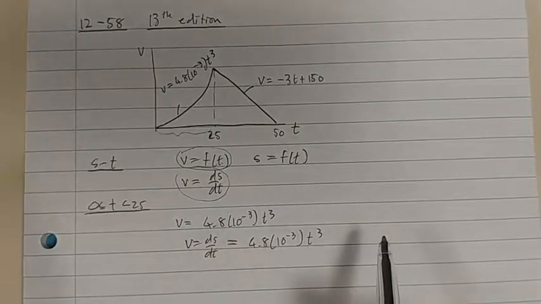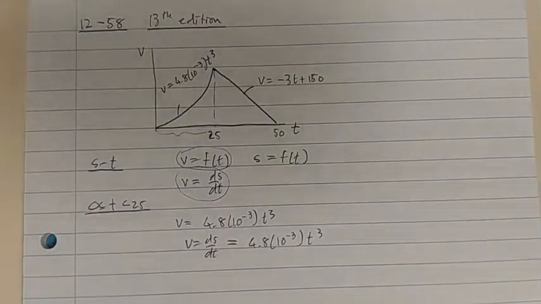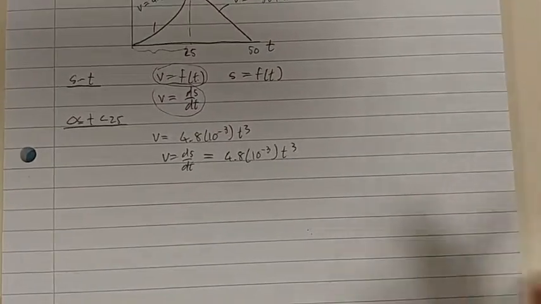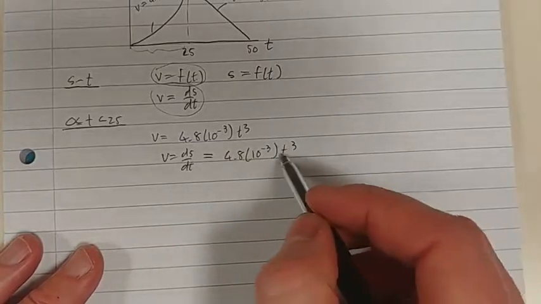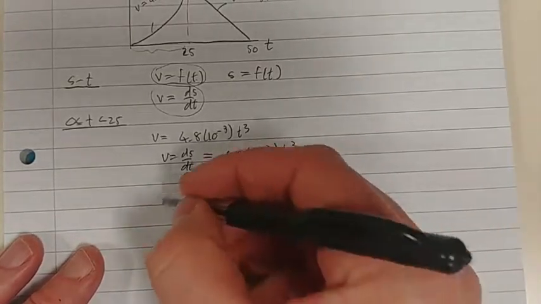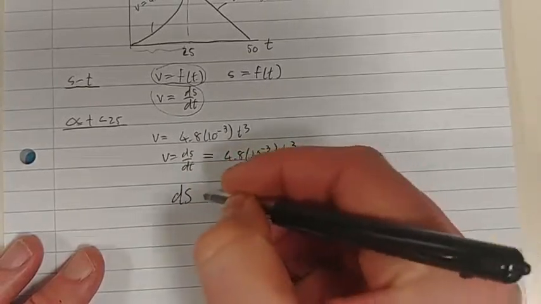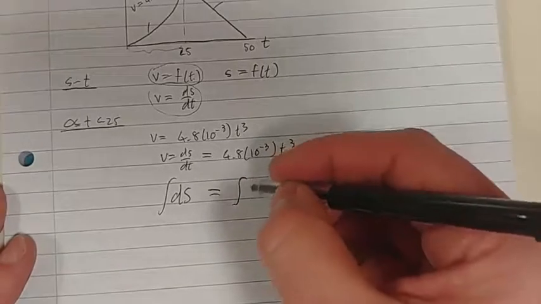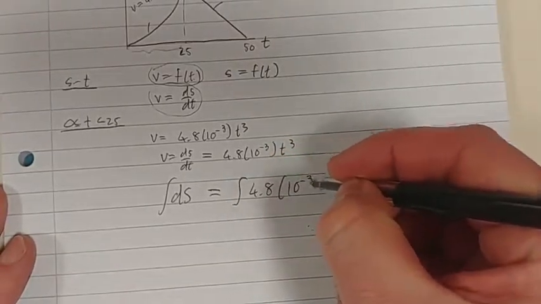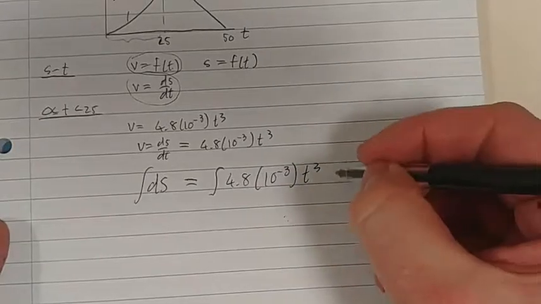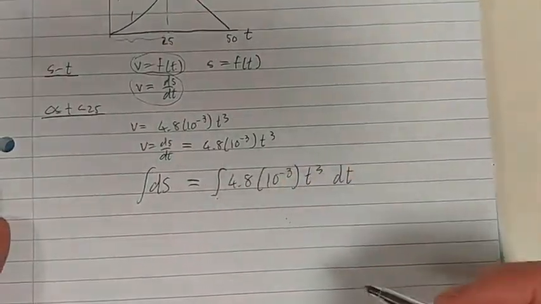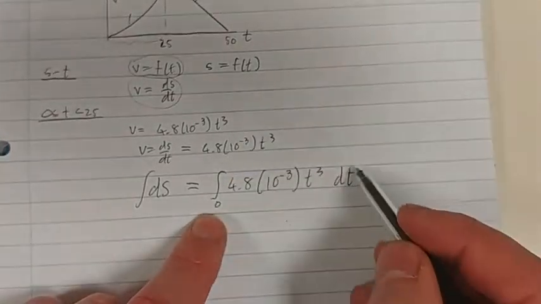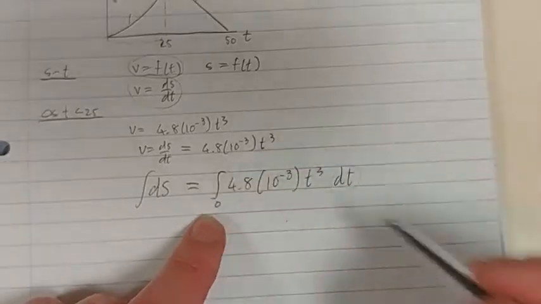So now we need to separate variables and then integrate. We have t on this side, so the dt needs to go over to that side. Perhaps I should write a bit bigger. The integral of ds is the integral of 4.8 times 10 to the minus 3 t cubed dt. Okay, then what do we put here? We're starting from 0, so we're working with time. So these have to be time limits.